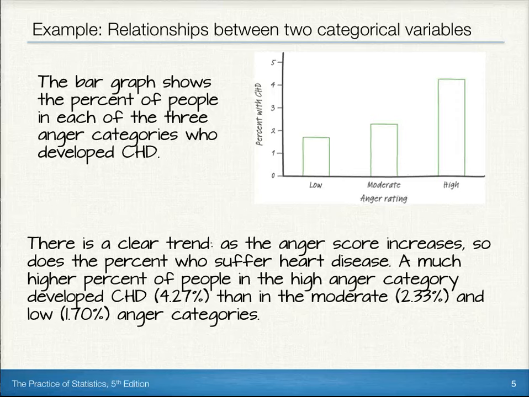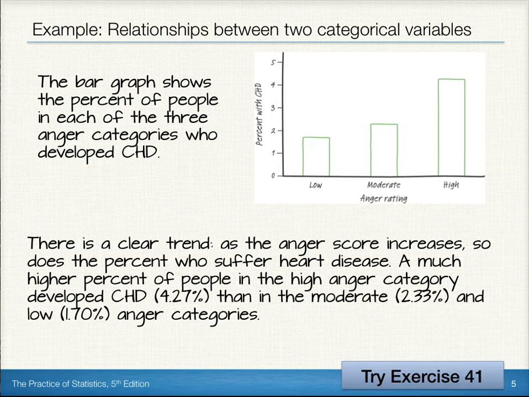And we can see in that there's a clear trend. As the anger score increases, so does the percent who suffer heart disease. A much higher percent of people in the high anger category develop CHD, about 4.27%, than the moderate and low anger categories. Now for some additional practice with describing relationships between two categorical variables, try exercise 41.